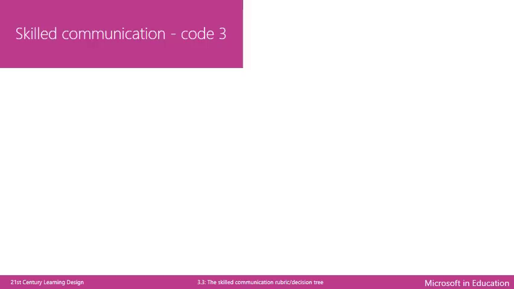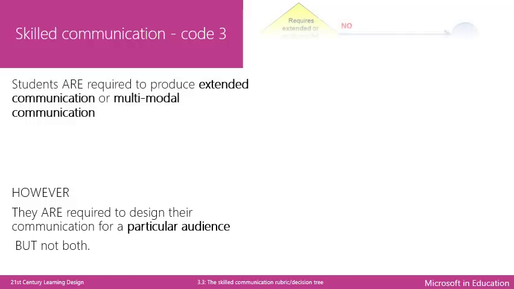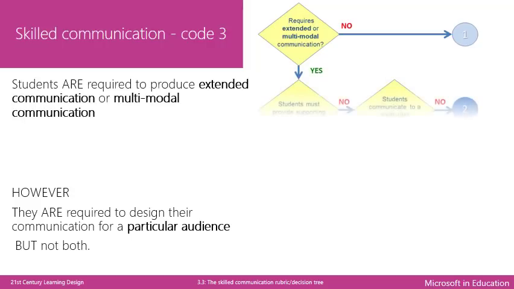In this situation, the answer to the first question is again yes. So the students are required to produce extended communication or multimodal communication. When we move to the next question, which asks about supporting evidence, you can see the answer is no, meaning that students are not required to provide supporting evidence. However, they are required to design their communication for a particular audience. Remember, the students are required to either provide supporting evidence or communicate to a particular audience, but not both. So in this case, the learning activity is again coded at a 3.